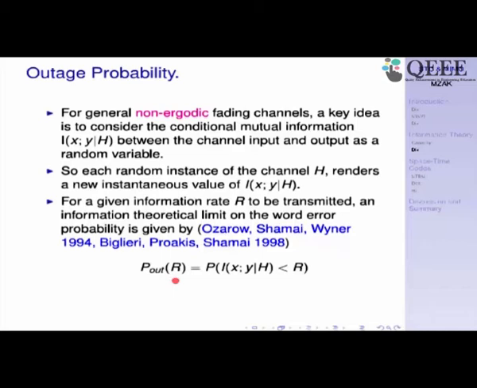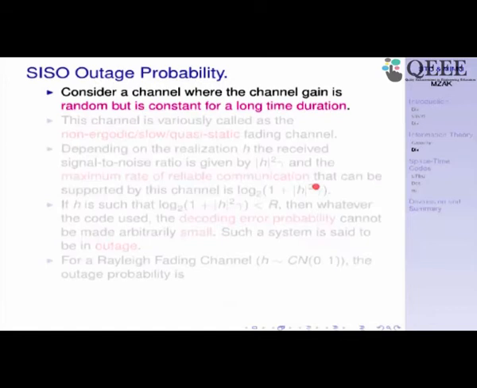Your packet error rate in such a case will always be greater than the outage probability. That is the physical interpretation of the outage probability. Now let us take the seesaw case and see what is the outage probability.